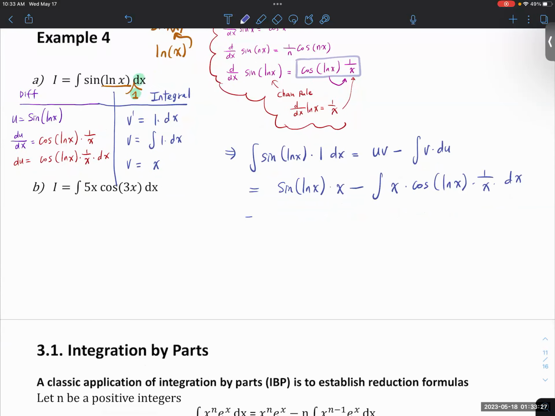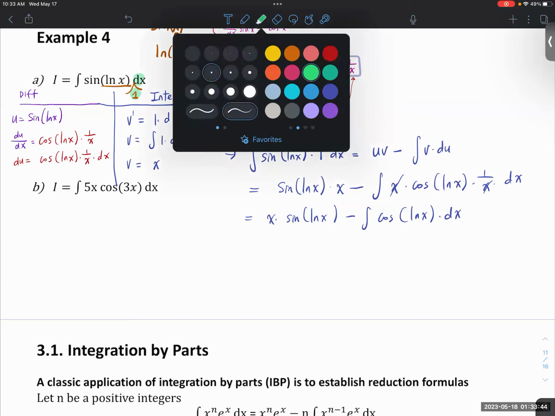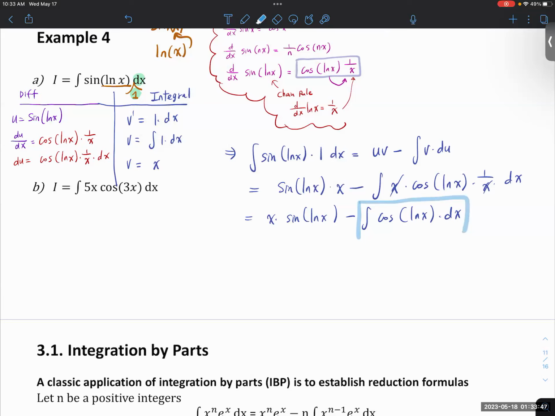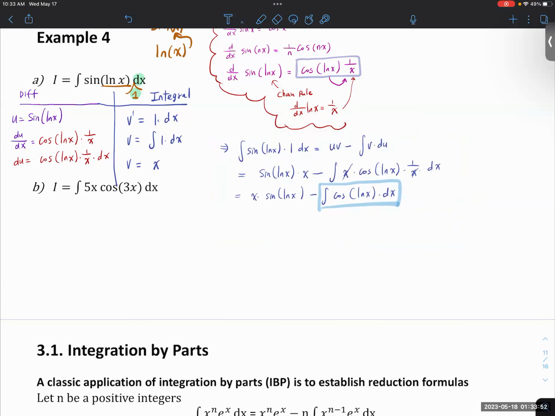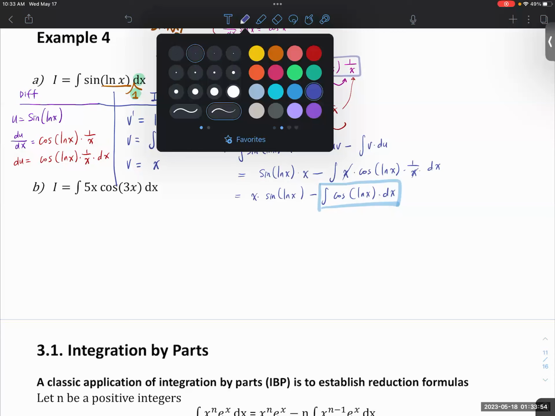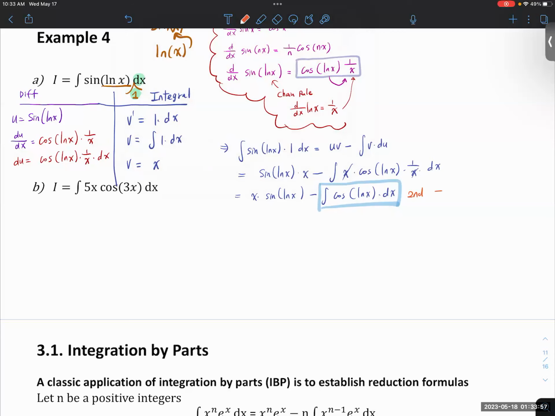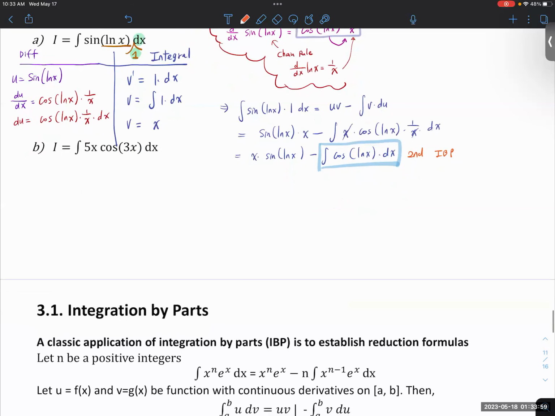So I'm going to simplify, bring x to the front. So x times sine ln x, x cancels, so minus integral cosine ln x dx. Do you see another what? Second IBP. Okay, there we go. There's a second IBP. So this is the second IBP, because there's an invisible one, you have two functions multiplication.